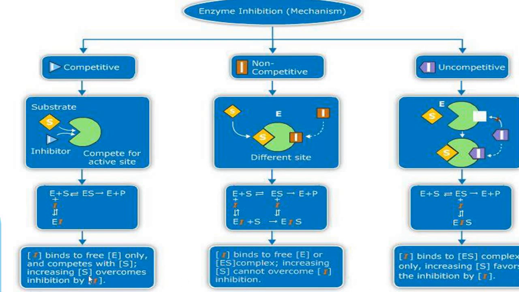For the competitive inhibition, the increasing substrate concentration overcomes the inhibition by the inhibitor. In non-competitive inhibition, increasing substrate concentration cannot overcome the inhibition, and in case of uncompetitive inhibition, increasing substrate concentration favors the inhibition by the inhibitor. So this is the mechanism of inhibition for the competitive, non-competitive and uncompetitive inhibition. So this is all about the enzyme inhibitors.